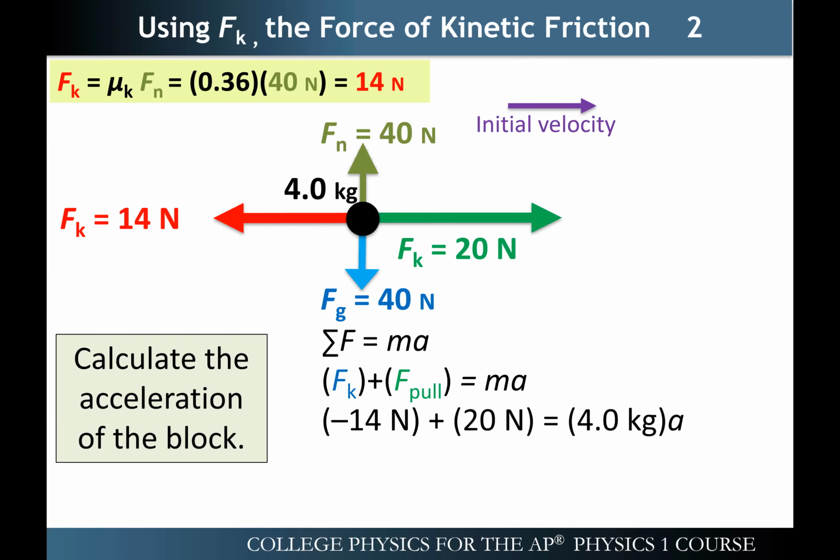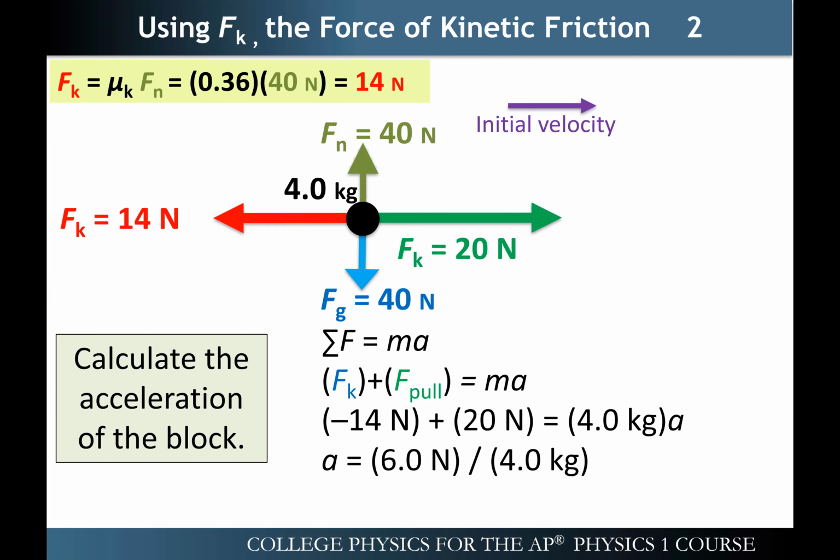So if we plug in the values, since the pulling force and the friction force are in opposite directions, we need to put a sign on them to show that they're in opposite directions. So typically to the right is positive and the left is negative. That's what they've done here. Mass is a scalar, so no sign on that.